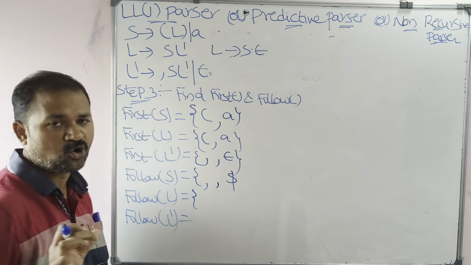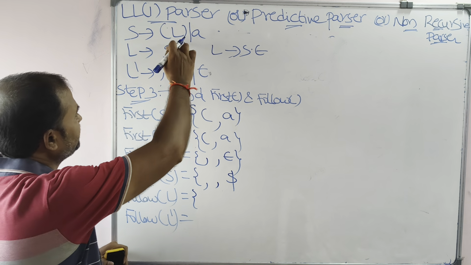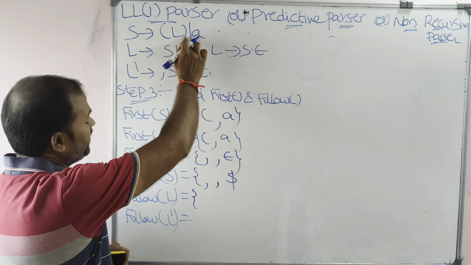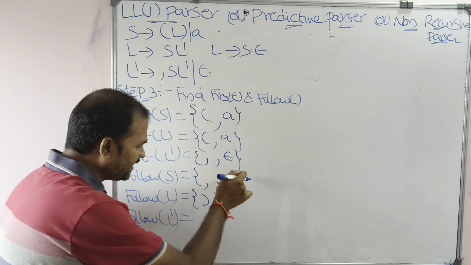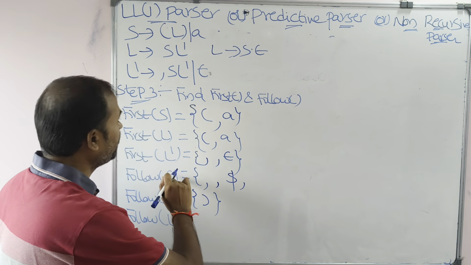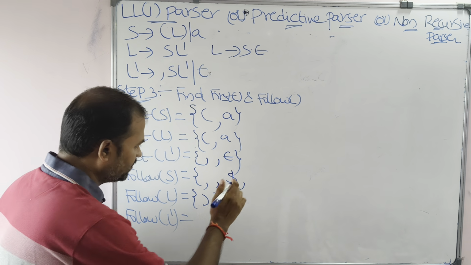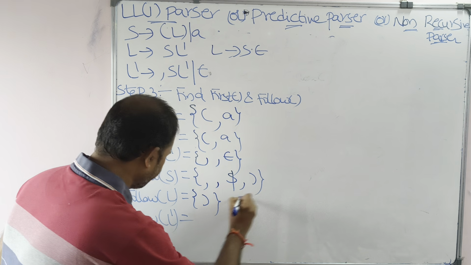Next, let us calculate follow of L. Let's check the location of L in the right hand side. After L we have the right parenthesis, so follow of L is right parenthesis. Let us add that right parenthesis here, because follow of S means follow of L. Now follow of L is calculated.